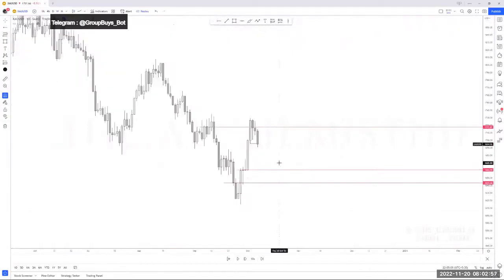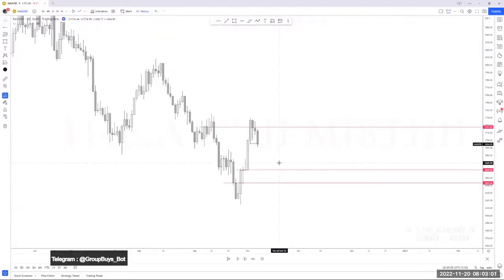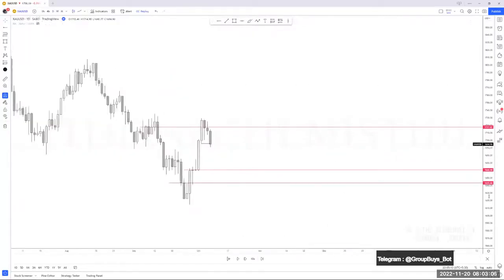Every time it goes up, what will you do? You will be looking for sell setups, right? Every time it goes up, you will be looking for sell setups only. Okay, so I'll show you where I got my trade from.